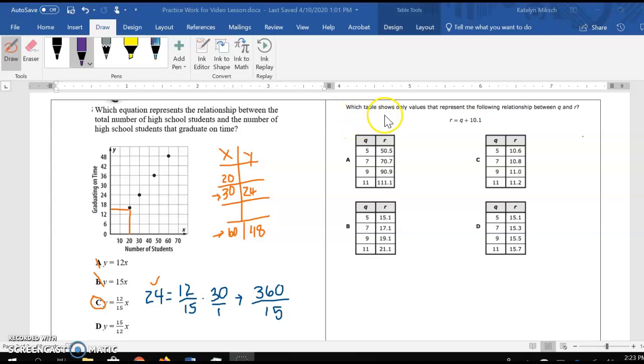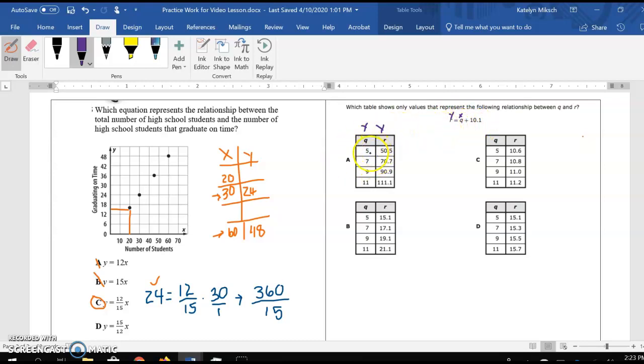It says, which table shows only values that represent the following relationship between Q and R? R equals Q plus 10.1. Q would be our input. We are adding 10.1 to it to get our output, which is R. So if it helps you, if you're used to X and Y, you can think of it as X and Y instead of Q and R if you want to. Q would be like our X, and R would be like our Y value. So we're taking a number, adding to it, and getting a new number.